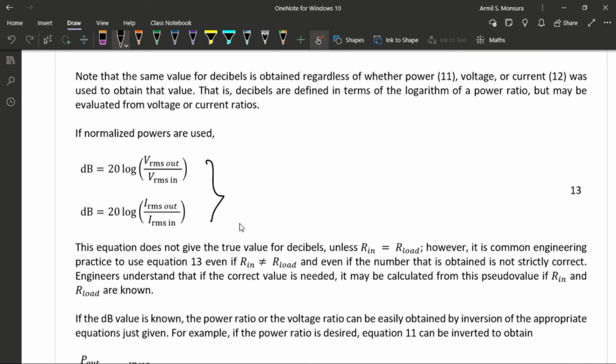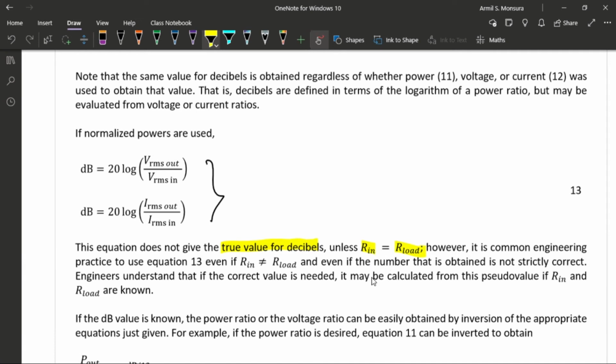So, we take note or we observe that this equation will not give you the true value for decibel. Okay? Since we really don't know the values of R in and R load. But just to aid us in simplifying our analysis, if it would help us to set these two to be equal and equal to 1, then it is okay as a practice, okay? Kung mapapadali yung analysis natin.